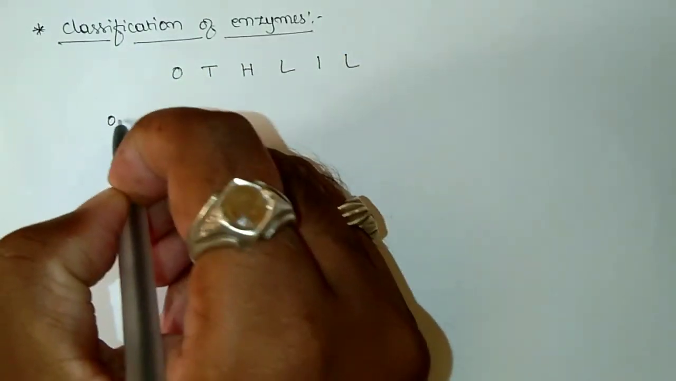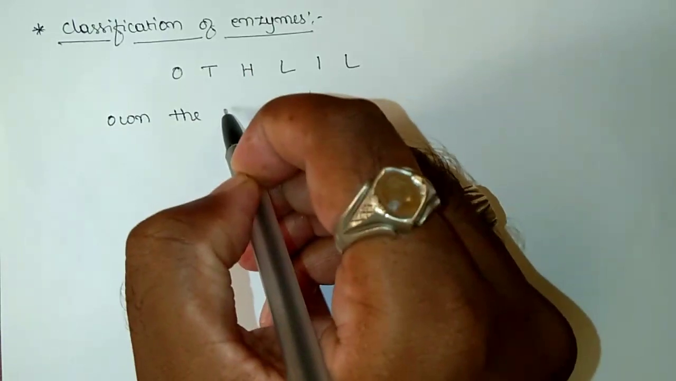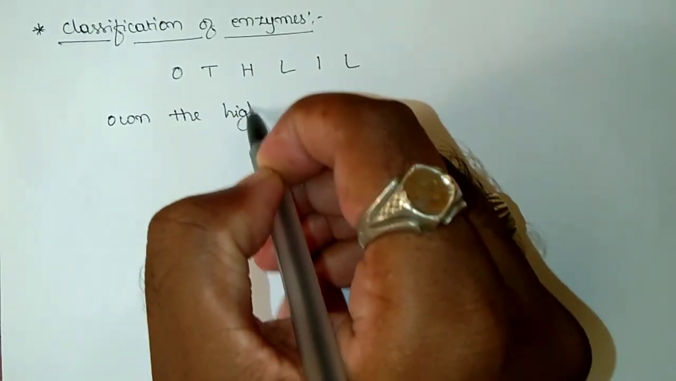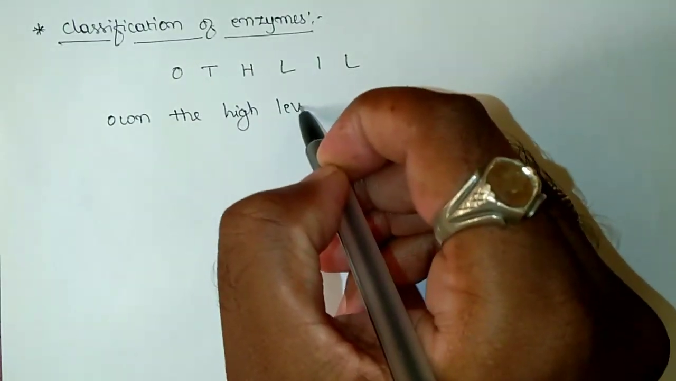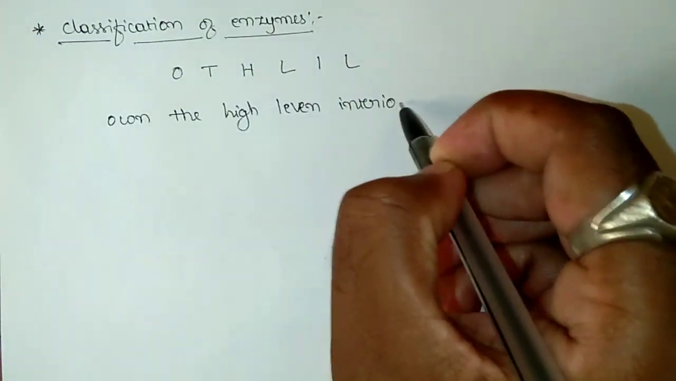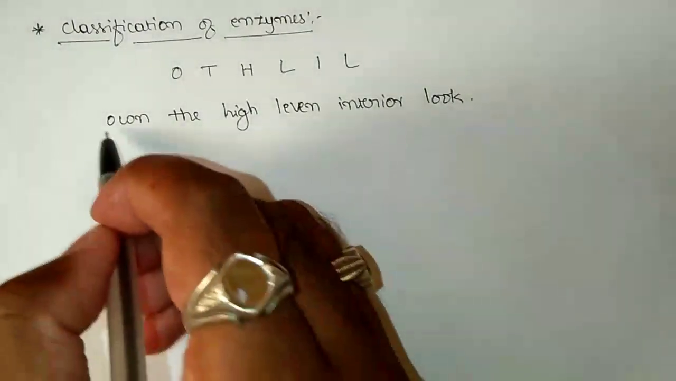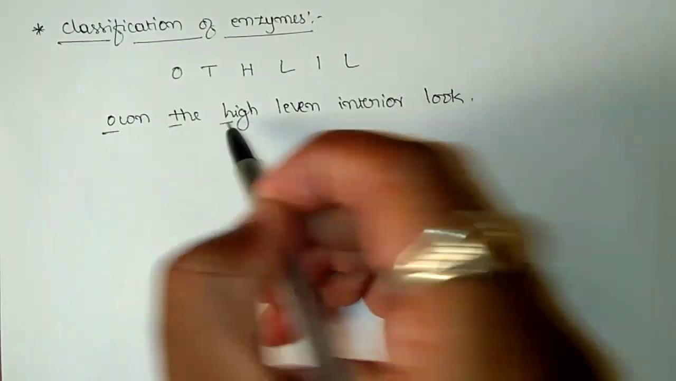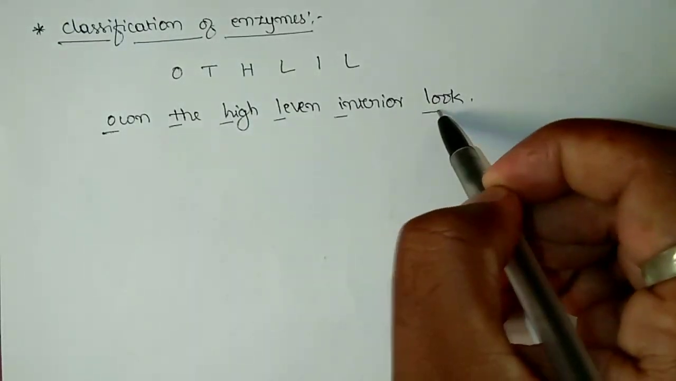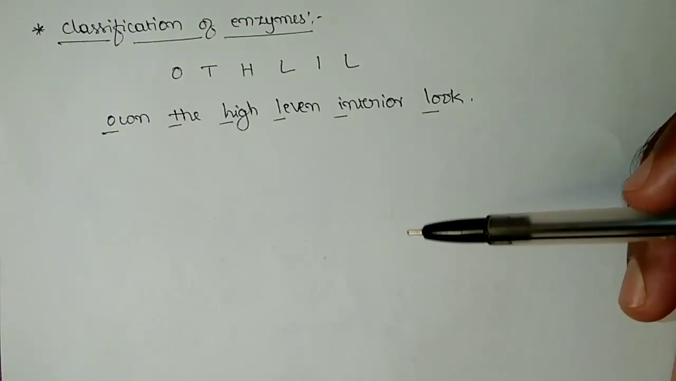You can frame a sentence to remember this mnemonic: on the high level interior look. Just remember this: OTHLIL. So total 6 categories of enzymes.